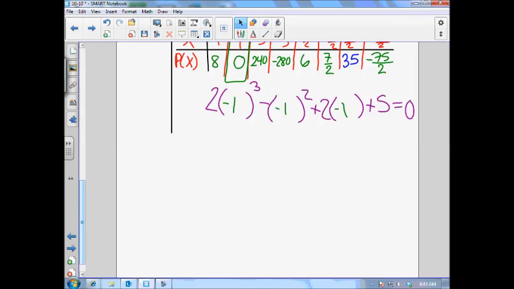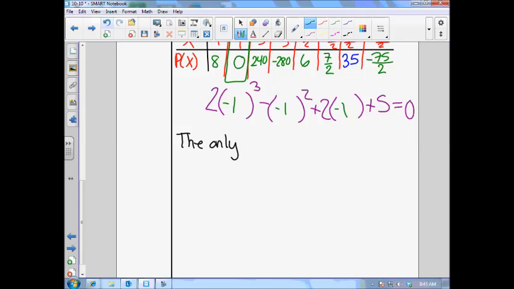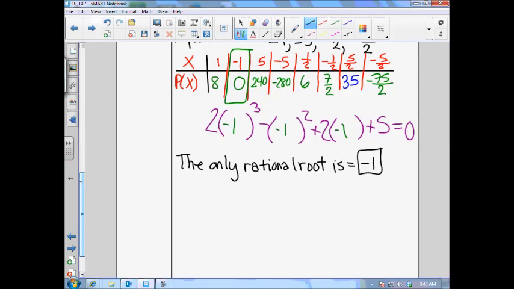Okay, so for our answer, we write the only rational root is negative 1. The only rational root is negative 1.